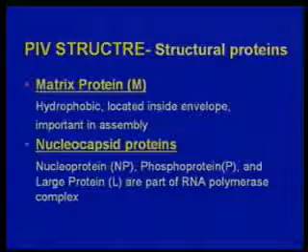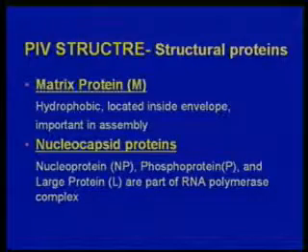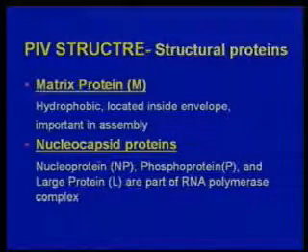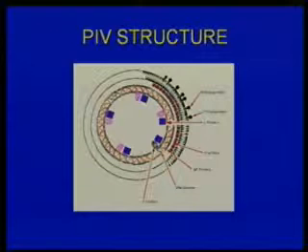I'm going to go over to the M protein, which we mentioned is located inside the envelope. It's important for assembly, and the core contains the nucleoprotein, phosphoprotein, and large protein. Again, a schematic of the same thing.